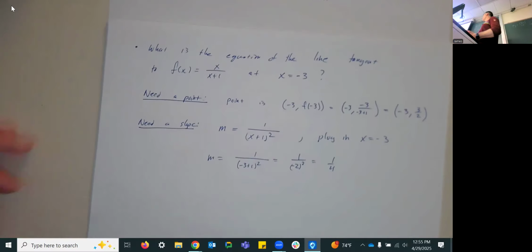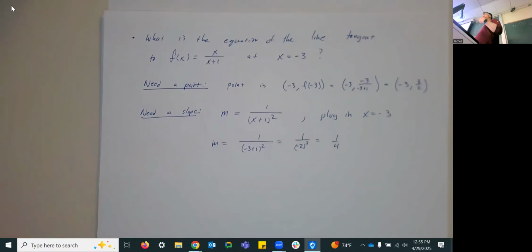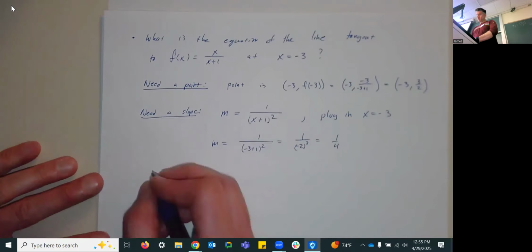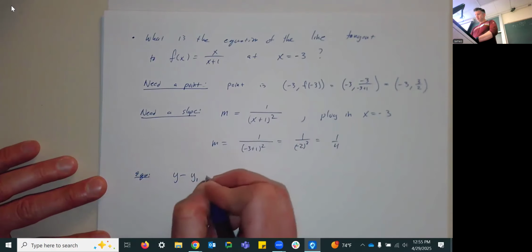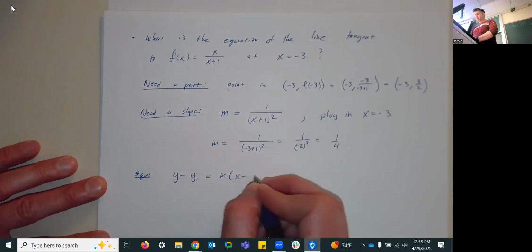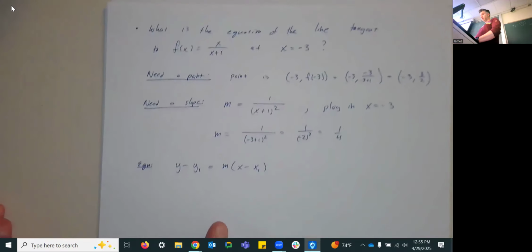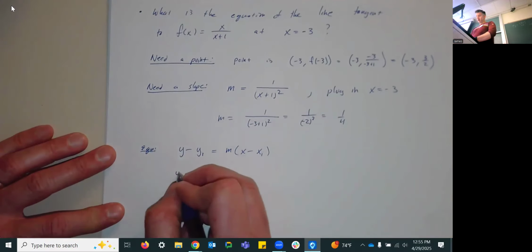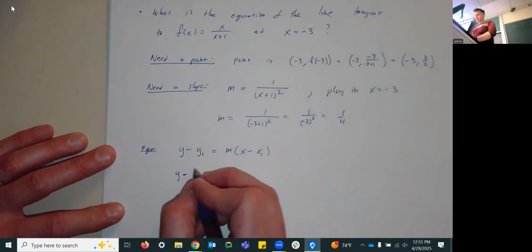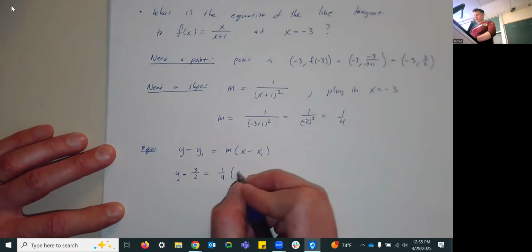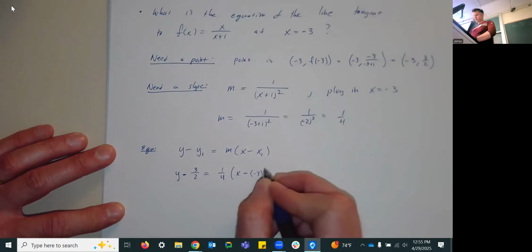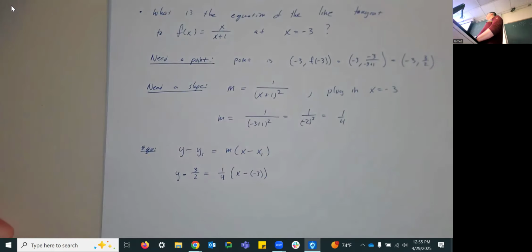And then I usually like to use the point slope form when I write the equation of my line, which is y minus your y coordinate equal to your slope times x minus your x coordinate. So in this case, our equation is going to be y minus 3/2 is equal to 1/4 times x minus -3. I personally think it's fine to leave it this way. But some people like you to solve for y and simplify or state the y-intercept.